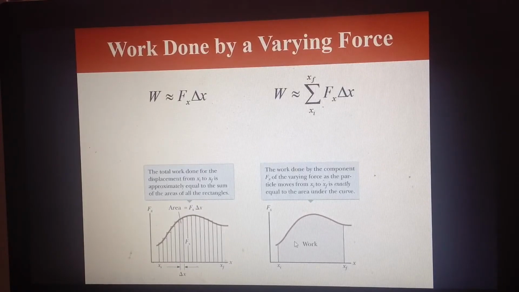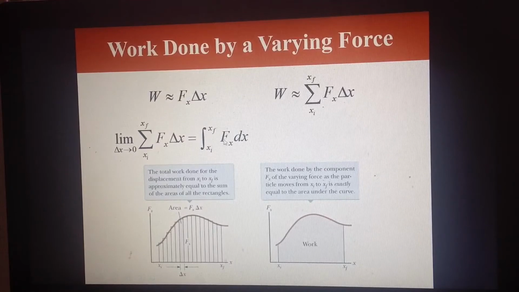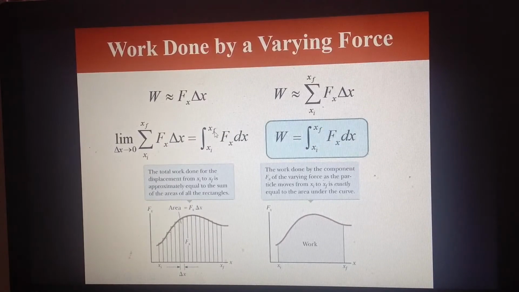So in mathematics, we can write this as an integral. The work done is just the integral of the force times dx from x initial to x final. Again, this is the main equation that we have right here: work done is the integral from xi to x final of Fx dx. Now Fx here is just the force that is pointing in the x direction.